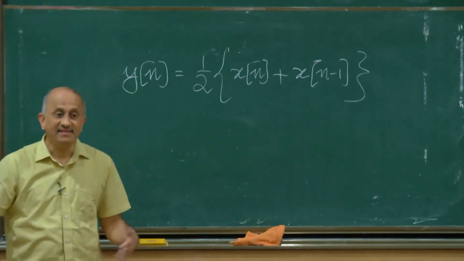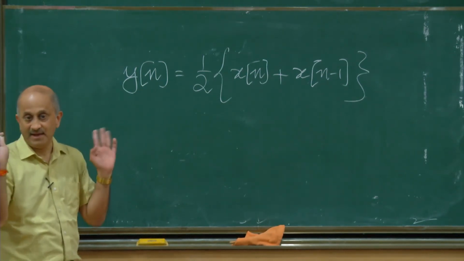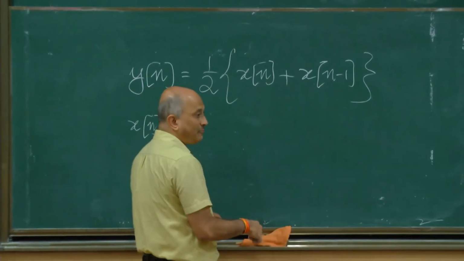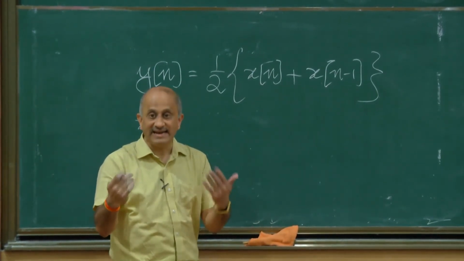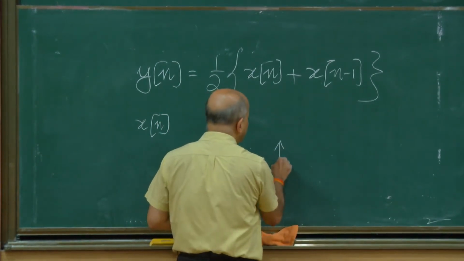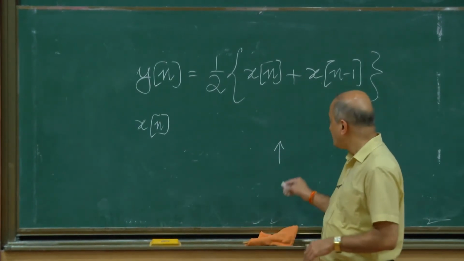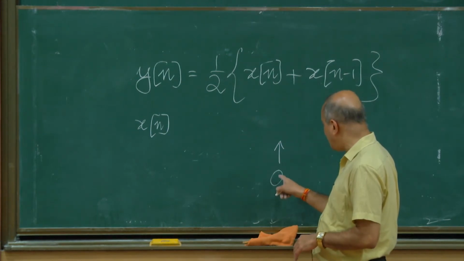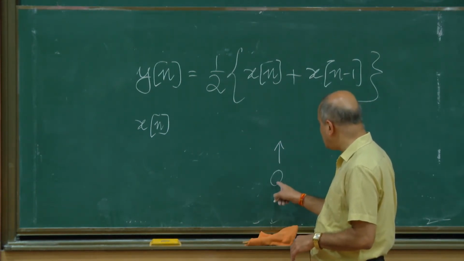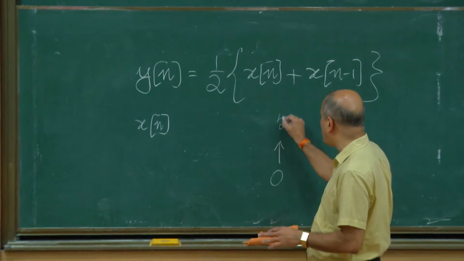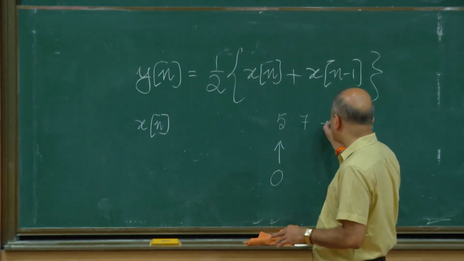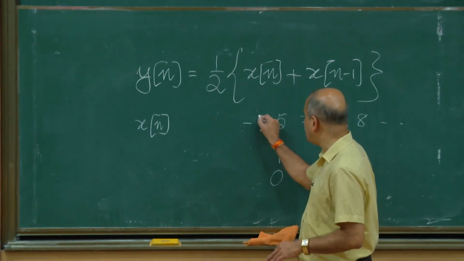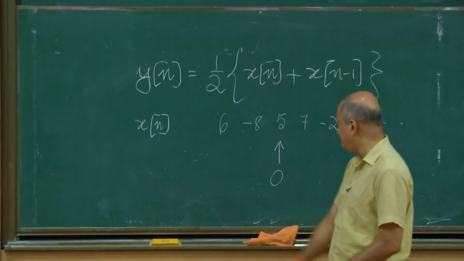Now let's take any sequence, forget about the system. Let's take any sequence x of n. One way of writing a sequence is to use what is called the arrow notation. For example, this arrow denotes the value of n. So you're saying at n equal to 0, the sequence takes, let's say, the value 5. And then you write the numbers around it, let's say -8 or 6, whatever.